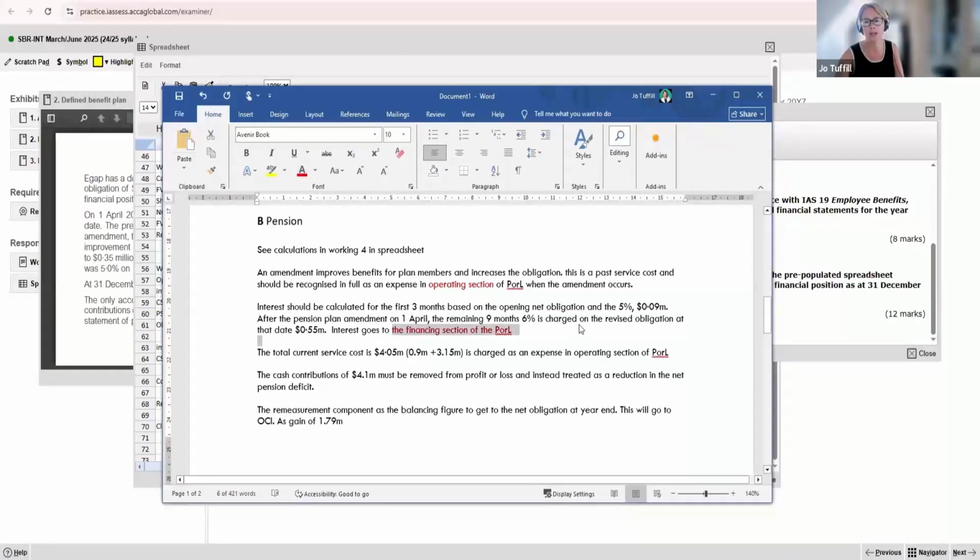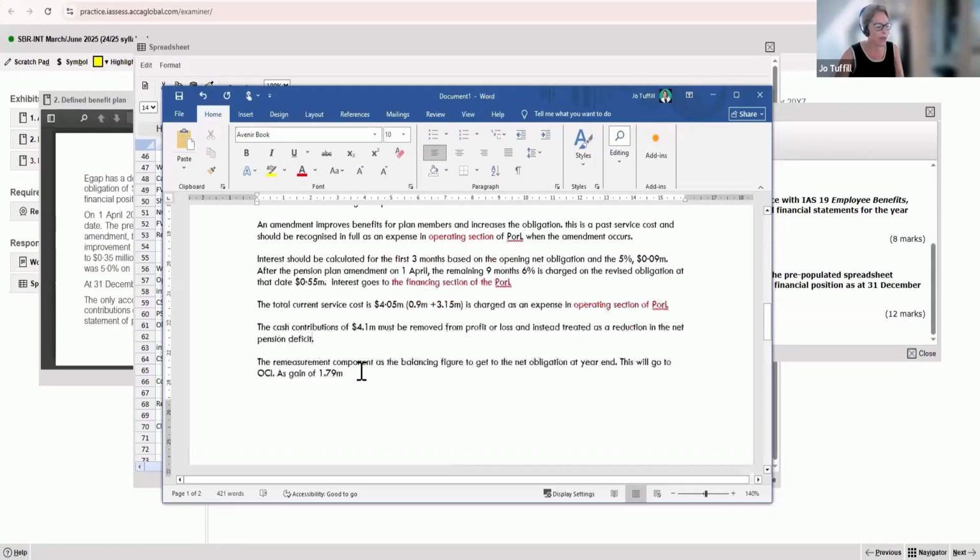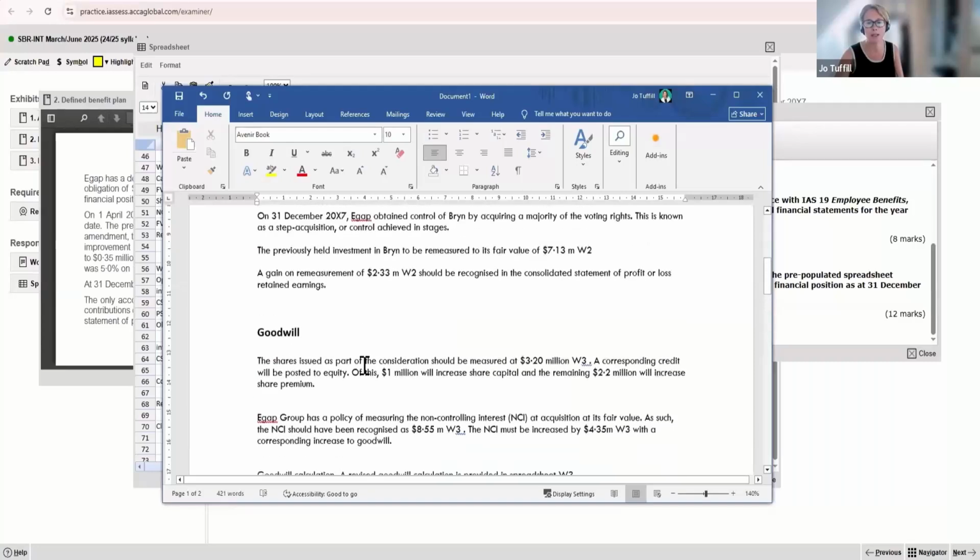This is the IFRS 18 of the P&L. The total current service costs, if you want to add them up, goes to the operating section. And cash contributions must be removed from the profit and loss and treated as a reduction in the net pension deficit. The remeasurement component as a balancing figure to get the net obligation, this will go as a gain to OCI. So that is that complete.